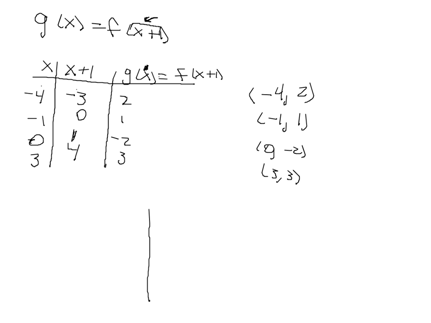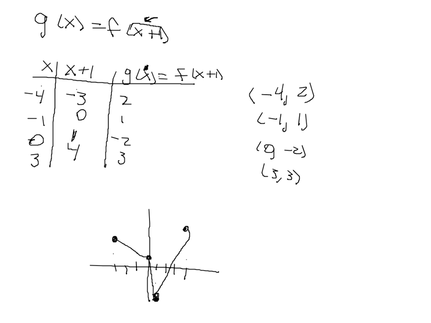So when I graph this, my original function was (-3, 2), (0, 1), (1, -2), and (4, 3). Okay, so there's my graph of f of x.